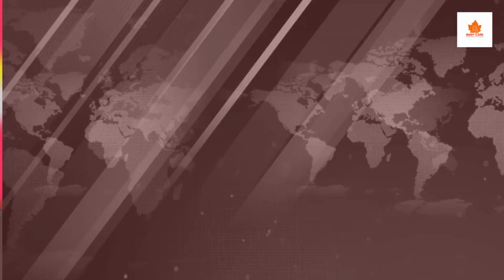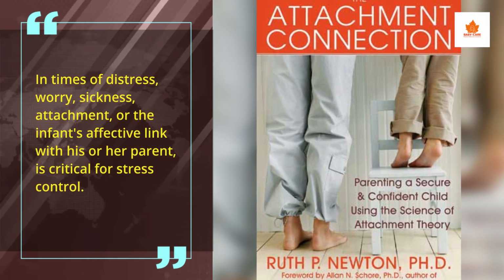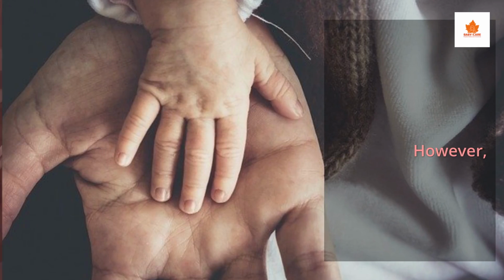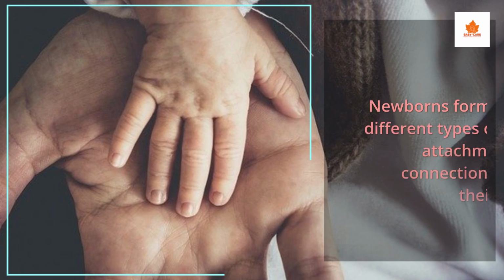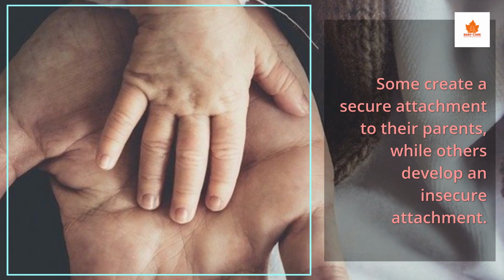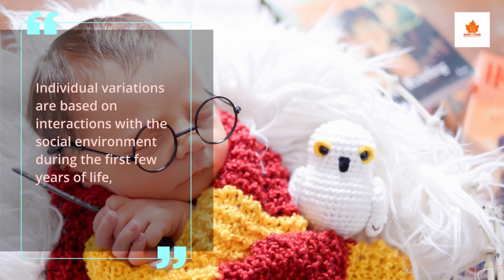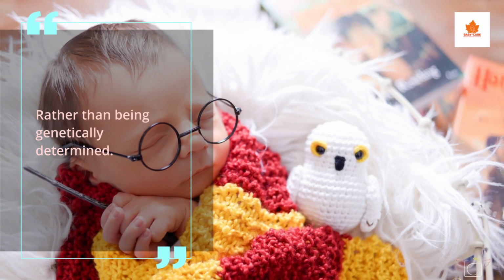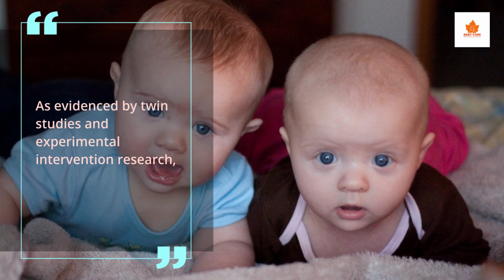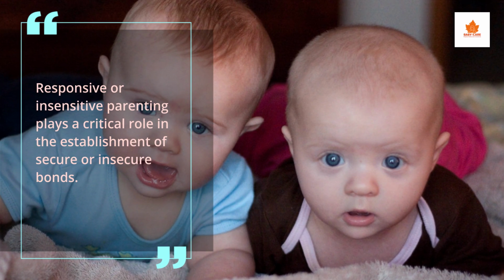Conclusions. In times of distress, worry, sickness, attachment, or the infant's effective link with his or her parent, is critical for stress control. However, newborns form different types of attachment connections with their parents. Some create a secure attachment to their parents, while others develop an insecure attachment. Individual variations are based on interactions with the social environment during the first few years of life, rather than being genetically determined. As evidenced by twin studies and experimental intervention research, responsive or insensitive parenting plays a critical role in the establishment of secure or insecure bonds.